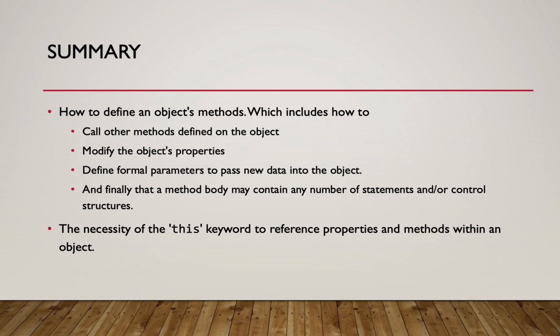To summarize what we have covered in this video, we have talked about how to define an object's methods, which includes how to call other methods that are defined within the object. We talked about how to modify the object's properties, how to define formal parameters on a method, and finally, how the method body may contain any number of statements and/or control structures. We also discussed the necessity of the this keyword in order to reference properties and methods defined within an object.